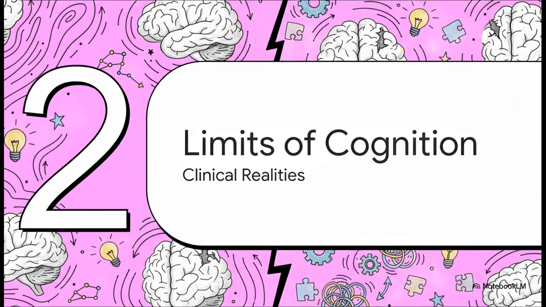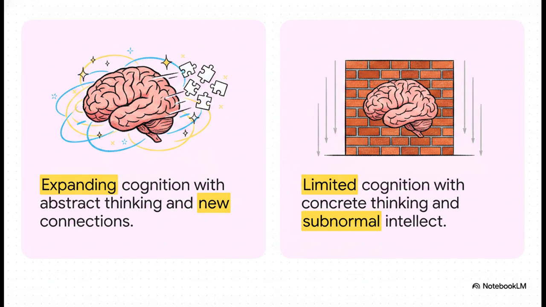Section 2. The limits of cognition. Now check out the stark difference between these two states. On the one hand, expanding cognition is characterized by abstract thinking and forming new, unified connections. But on the other hand, our source text defines limited cognition by highly concrete thinking and a severe difficulty in changing everyday functioning. We are moving directly from the abstract into the highly concrete.